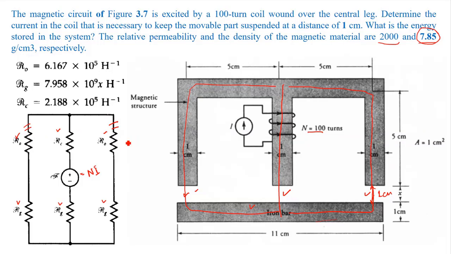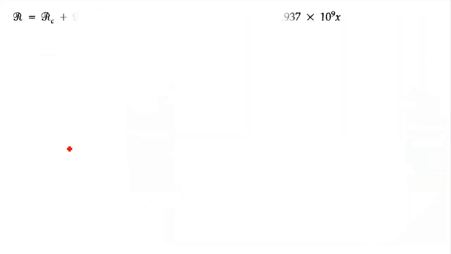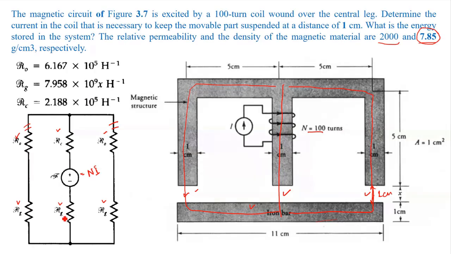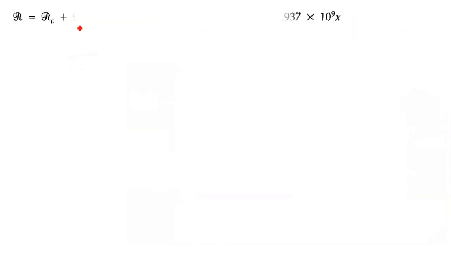So I can use the parallel addition theorem, right? We know how parallel resistances can be added. And then it is connected in series with RG and RC here, right? So now finding the equivalent reluctance, this will give me RC plus RG plus, because these are equal, for the parallel circuit the equivalent reluctance will be half. So therefore, 0.5 into (RO plus RG). Okay.